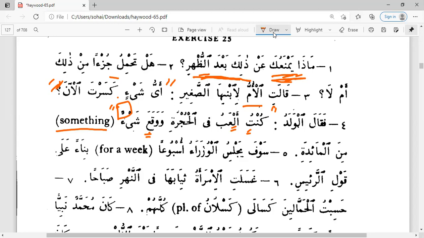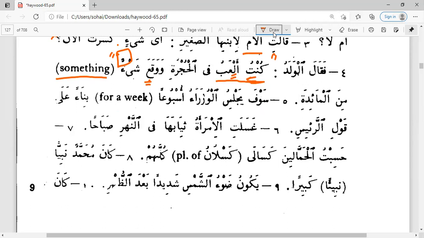Waqa'a, past, present, future. Waqa'a. Fell. Something fell is past tense. So yes. Min al-ma'idati, from the table. So what does it mean? Kuntu al'abu, I was playing. Kuntu, kana is used with the imperfect of the verb. Kuntu al'abu means I was playing in the room and something fell from the table. If he says kuntu al'abu kulla yawmin, it would mean I used to play every day, but here it is past continuous.